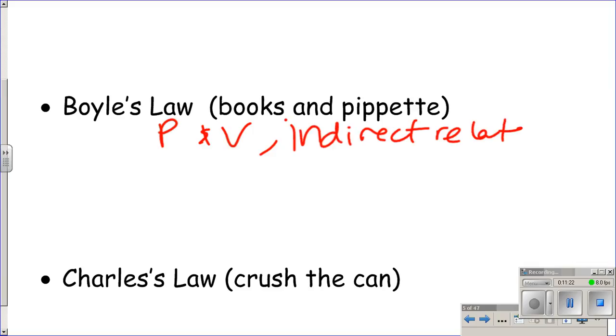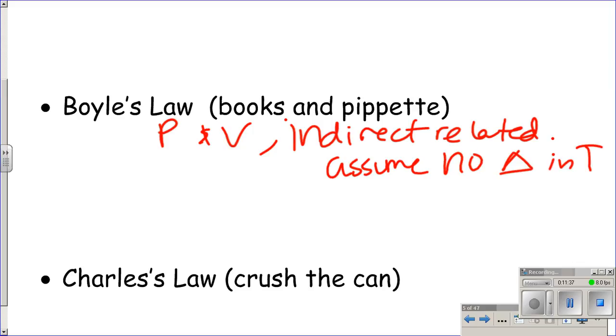Okay, so of all the variables we tested today, what variable did we not change in this experiment? Temperature. So this is assuming no change in temperature. Did you change the amount of gas inside of the marshmallow, the actual moles of gas? No, it's a closed system. Closed system means no gas should escape. So there's no change in temperature or moles of gas.